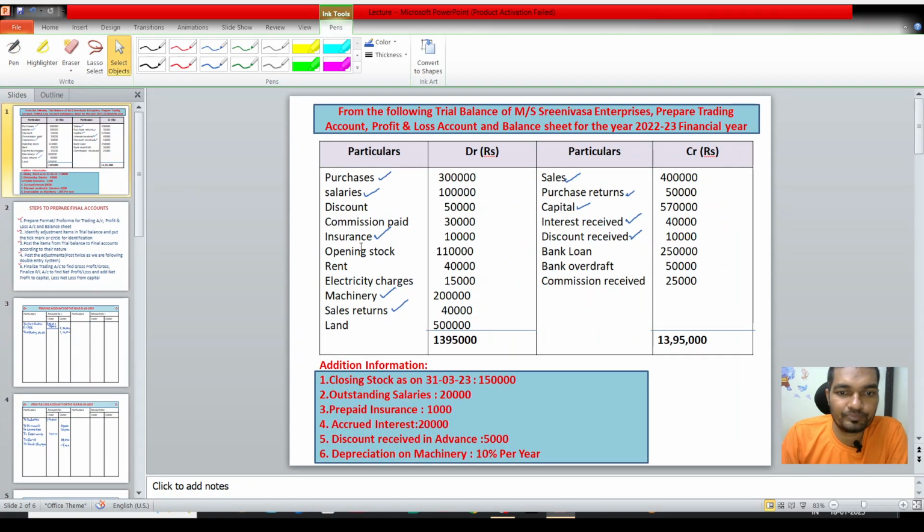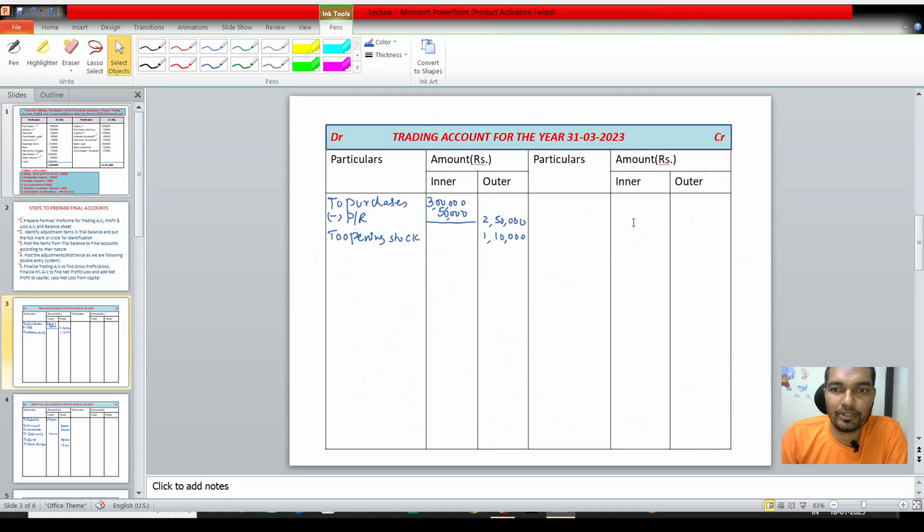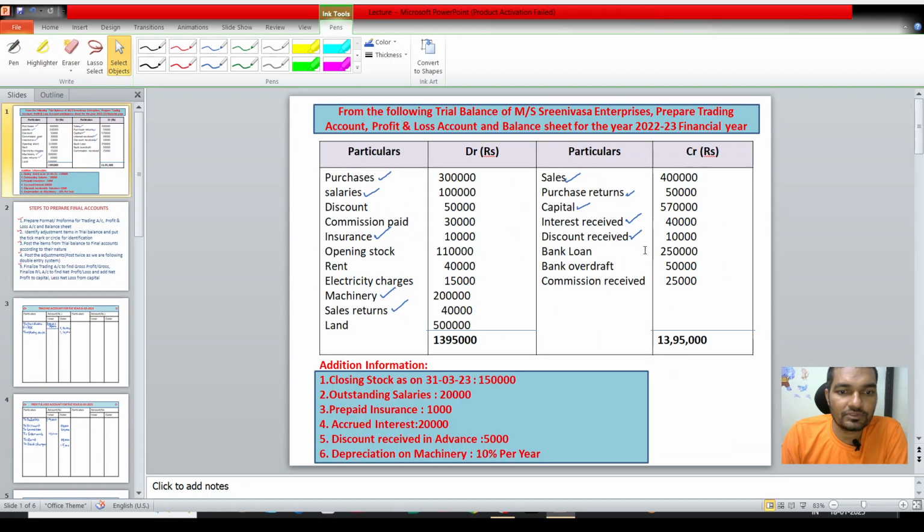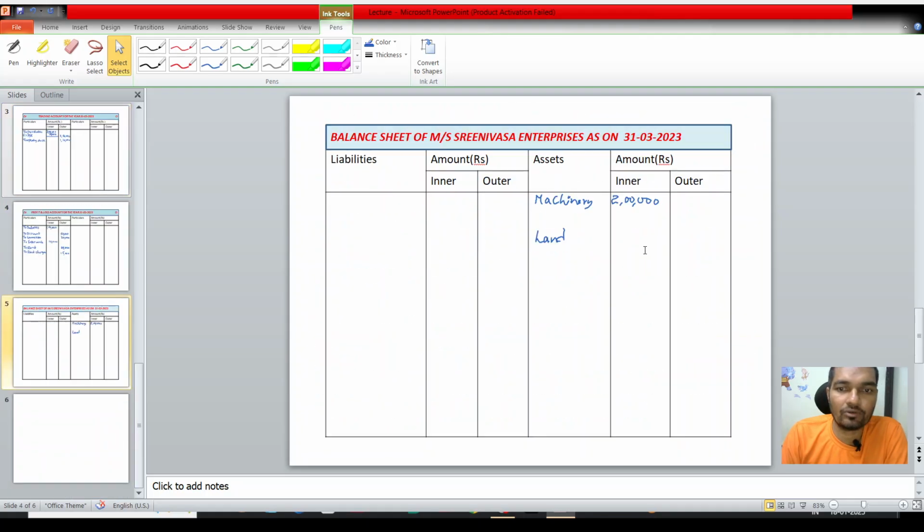Then coming to land. Again, land is an asset to the company. We have to post this item on the balance sheet asset side. So land, there is no adjustment for land. The land value we have to show directly in the outer column. The land value is 5 lakhs because there is no adjustment for land. So directly we have to show the amount in the outer column.